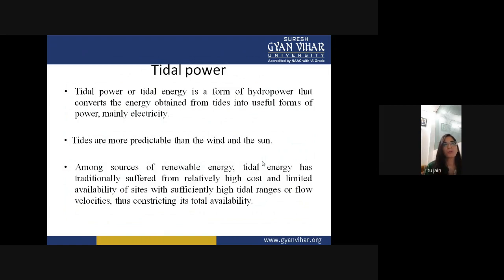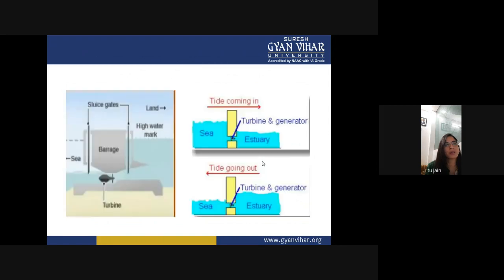Tides are more predictable than the wind and the sun. Among renewable energy sources, tidal energy has traditionally suffered from relatively high cost and limited availability of sites with sufficiently high tidal ranges or flow velocities, thus constricting its total availability.